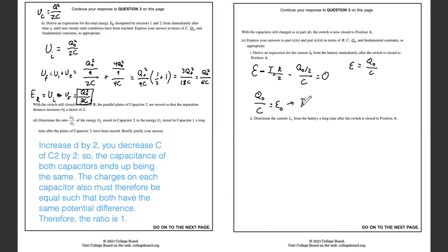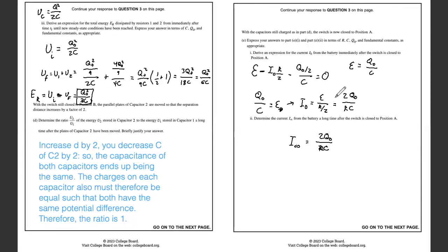So the current from the battery at this point in time would equal I naught, which is E divided by the equivalent resistance, R over 2. Therefore, we should get 2Q naught over RC, which would also be the current from the battery a very long time after the switch is closed. That current from the battery would not be changing.